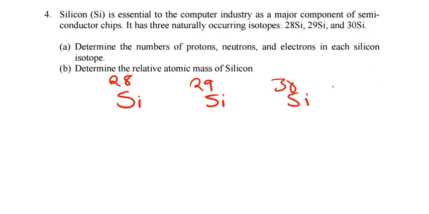So the first thing is to determine the number of protons, neutrons, and electrons in each silicon isotope. I've already written them down for you. We can just add the protons there, and then the neutrons, and then the electrons. So if you check your periodic table, what's the proton number of silicon? Silicon should be 14. If you check your periodic table, I'm just looking at my periodic table right now.